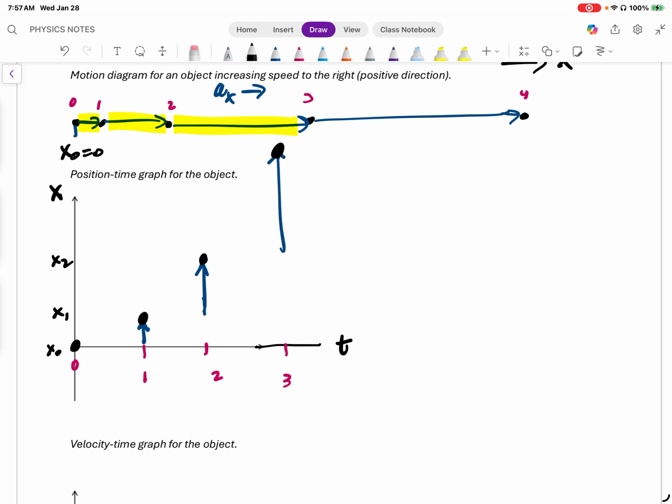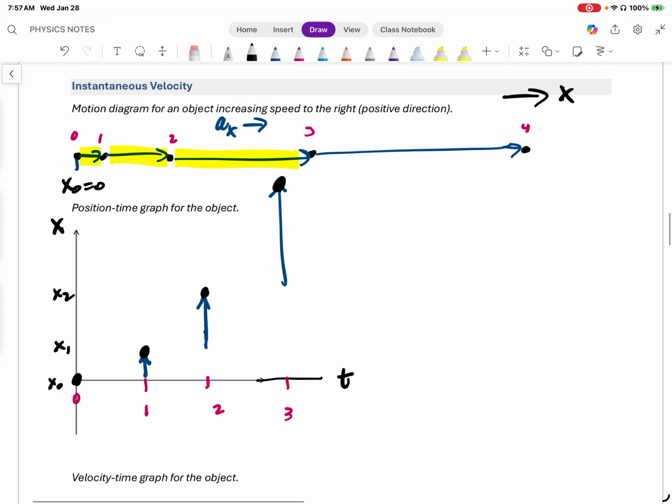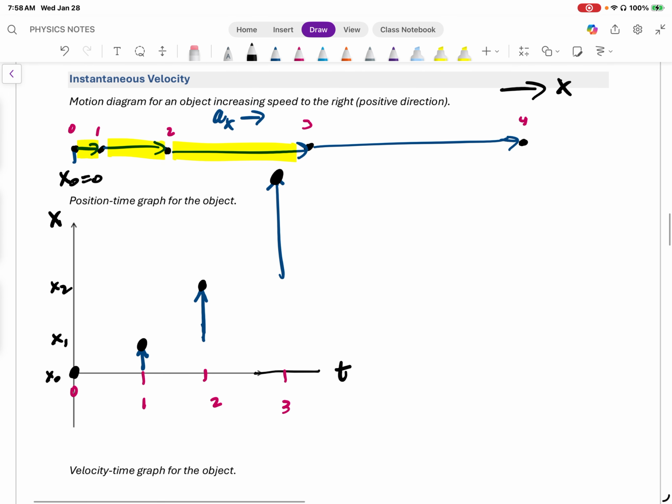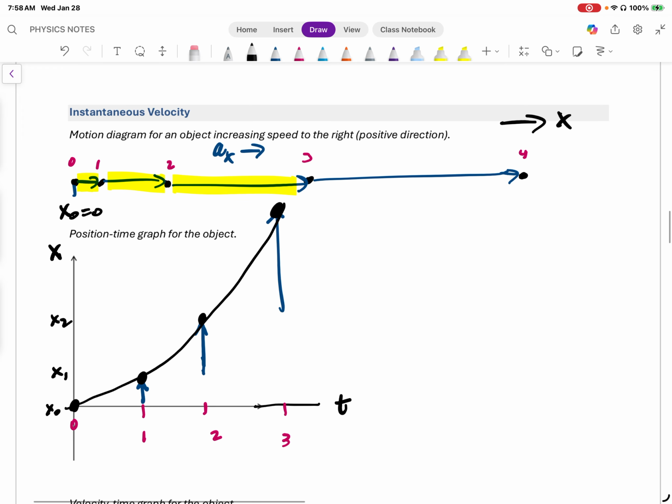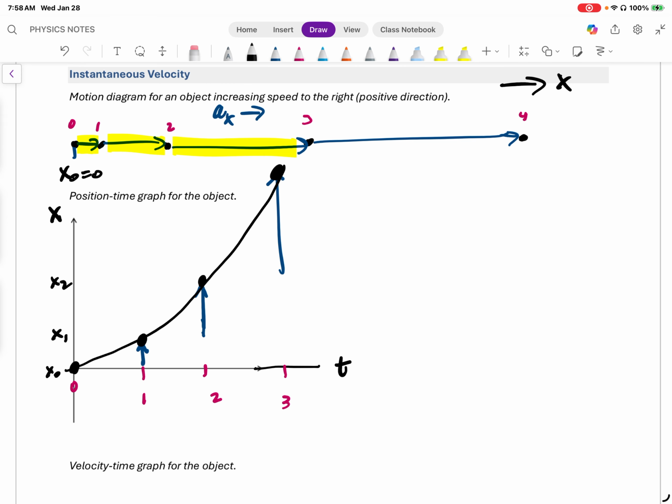Okay, so I'm going a little beyond my graph, but I've got our four points. Here's x0, x1, x2, and x3. We can see that because we're increasing speed, if I connect these cleanly, I don't have a straight line. I don't have a constant slope like we did in the previous example. In this case, my slope is changing as I go from t0 to t3.